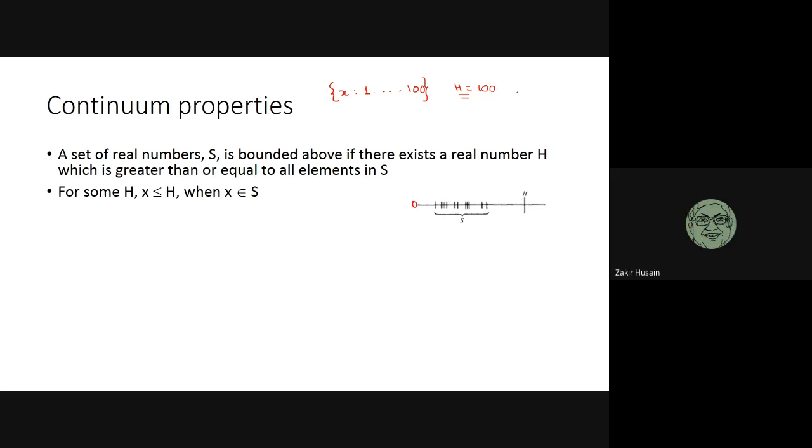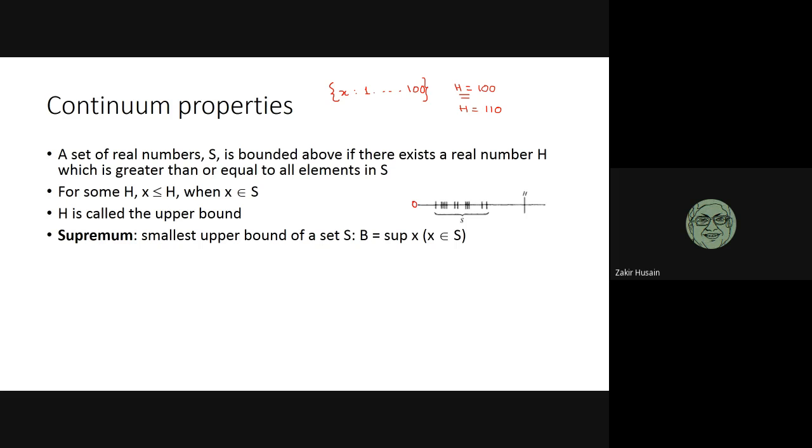Can h be 100? Yes, it can be 100 because it is less than or equal to. But h can also be 110. So just keep in mind that it need not be satisfied as an equality. That is also possible. So h is called the upper bound. Now, you have many such upper bounds. The possible values of h start from 100, 101, 102, like this. So you have infinite possibilities.